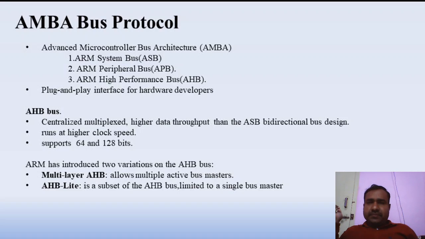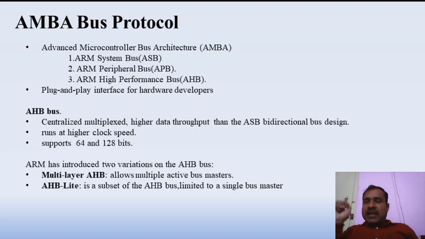Now the AXB bus is a centralized multiplex bus, and it has a higher throughput than the ASB bus. The ASB bus is a bidirectional bus, runs at a higher clock speed, and supports 64 to 128 bits. ARM has introduced two variants of the ASB bus: one is multi-layer ASB and another is ASB Lite.